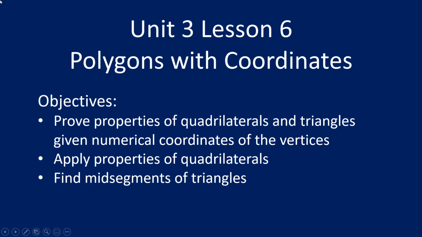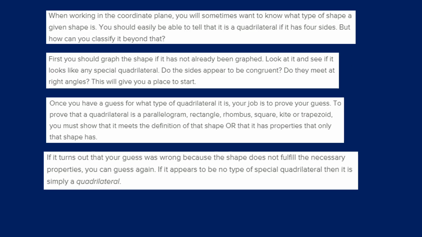Alright, this video is for Unit 3, Lesson 6, which is taking everything that we've done now with quadrilaterals and triangles and using that in the coordinate plane to decide what kind of shape you are working with given a set of points. So we'll talk about the properties of quadrilaterals one more time and how to decide if something is a certain type of quadrilateral.